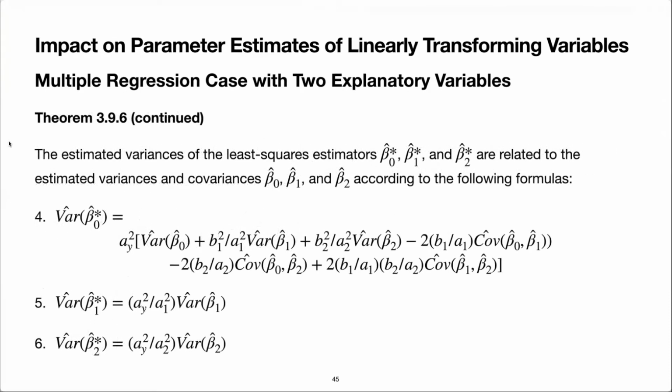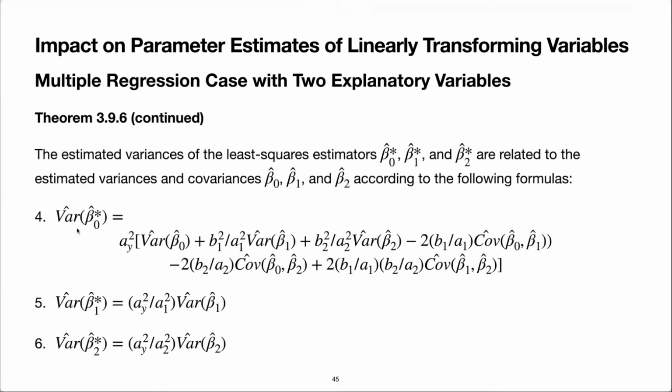Okay, so continuing on, the estimated variances of the least squares estimators, beta 0 star hat, beta 1 star hat, and beta 2 star hat, are related to the estimated variances and estimated covariances of beta 0 hat, beta 1 hat, beta 2 hat, according to these formulas. And so you can see here that we've got a little bit more complicated formula on this slide, but this is not too bad.